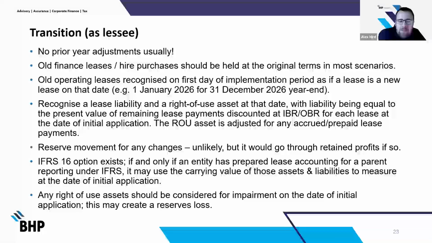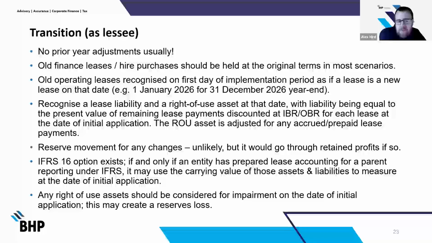Transition to this. Well, the good news is this all happens on day one of adoption. There's no prior adjustments. Anything that was a finance lease, hire purchase contract before is generally going to be held at the same terms. Should be very rarely anything changes on those. But anything that was an operating lease before is treated as a new lease on the date of adoption. So if you are a December 26 year end, then 1st of January 26, you will enter into a whole host of new leases. And at that date, we're going to recognise a lease liability and a right of use asset equal to each other, discounted at the relevant discount rate.